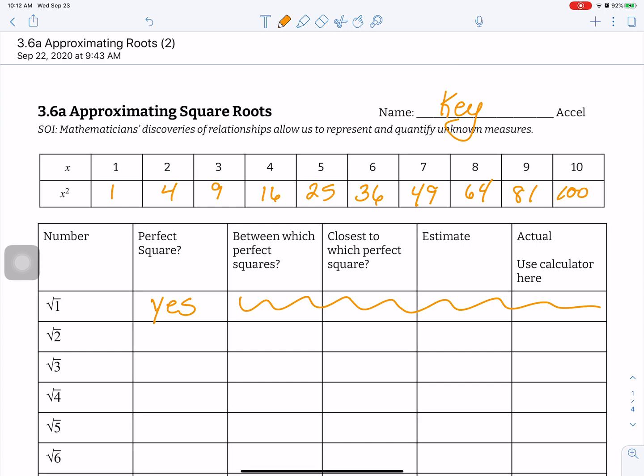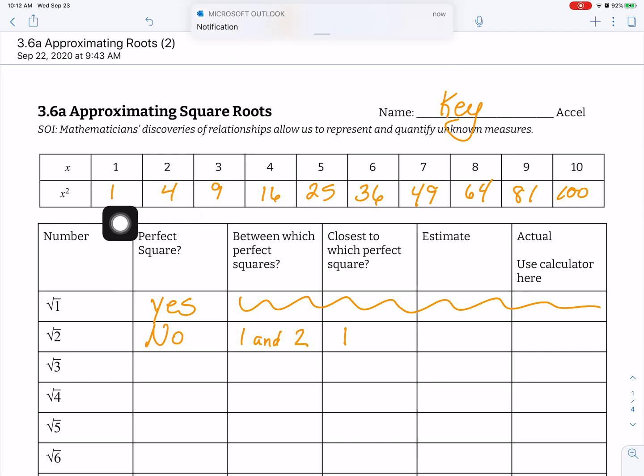The square root of 2 is not a perfect square. And so then I'm going to look and say, nope. But I know it's between 1 squared and 2 squared. So I'm going to say it's between 1 and 2. And it's closer to 1 because if I look between the 1 and 4, 2 is closer to 1 than it is to 4. I'm going to estimate, what do I think it is? I know it's 1 point something. It's always going to be that smaller number.